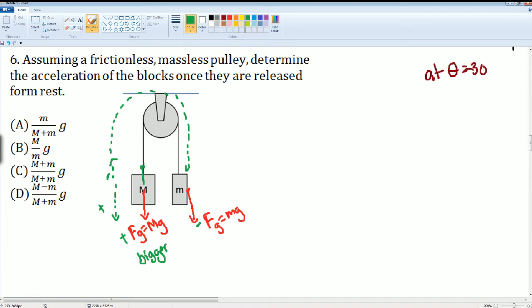Going up is the force of tension. And going this way is also tension. This is minus, this is add. These two would cancel out.